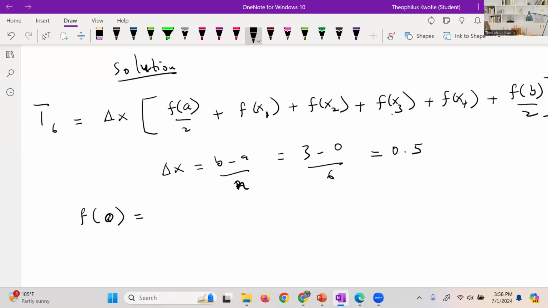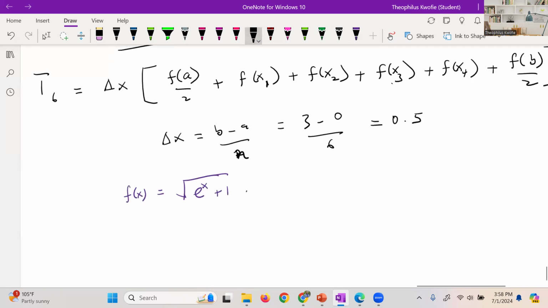So f of 0 means, remember our integrand, let me write it down. Per the question, our integrand f of x is equal to the root of e to the power x plus 1. Is that okay? Then our f of 0 will be e to the power 0 plus 1, and that should give us 1.4142.